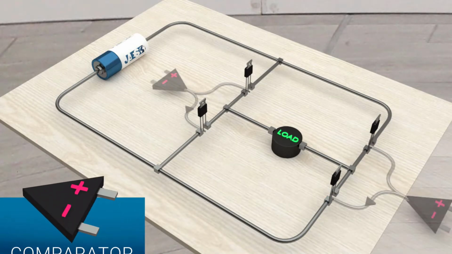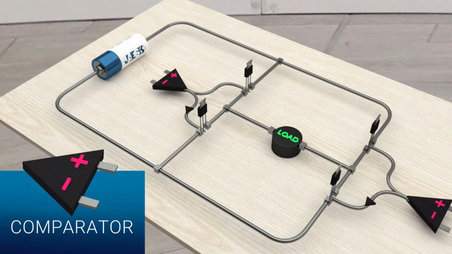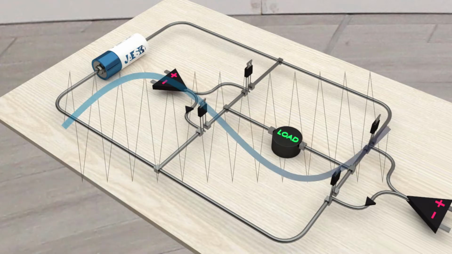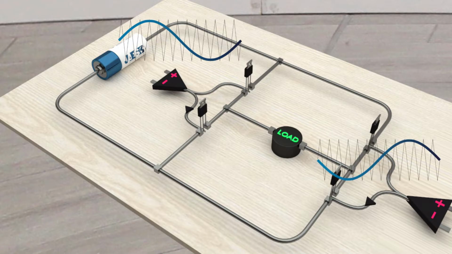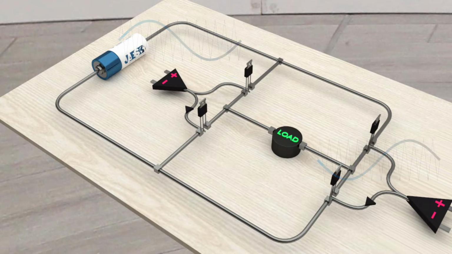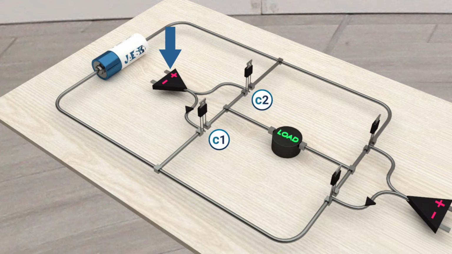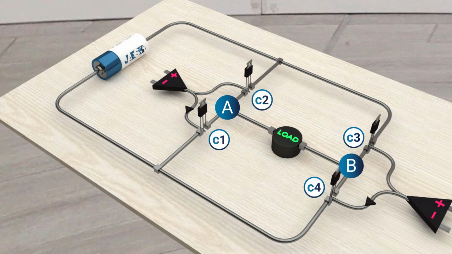For this purpose, we use comparators. Comparators compare a sine wave with triangular waves. One comparator uses the sine wave, and the other comparator uses an inverted sine wave. The first comparator triggers the switches C1 and C2, while the second comparator triggers the switches C3 and C4. The switches C1 and C2 determine the voltage level at point A, and the other two switches determine the voltage level at point B.